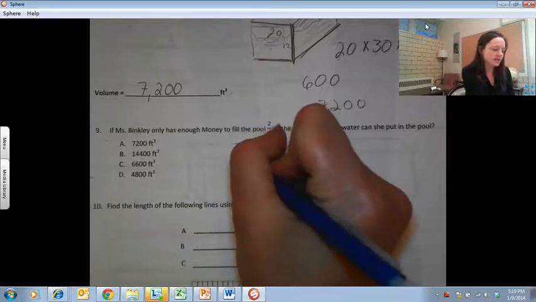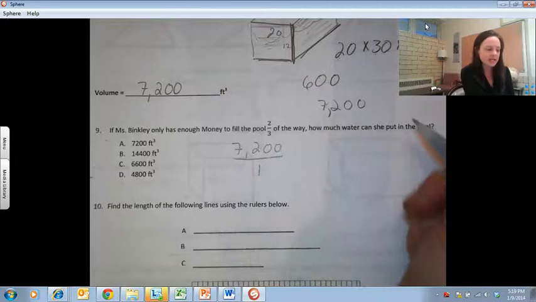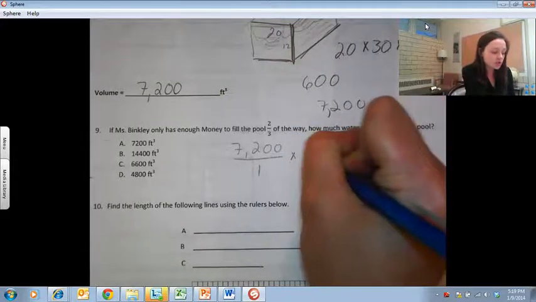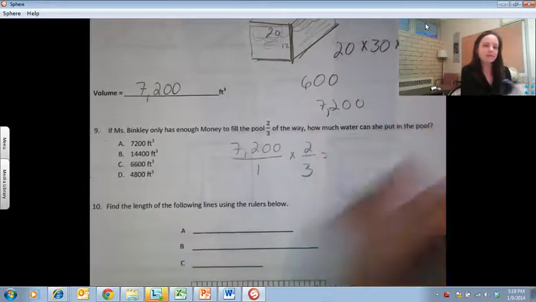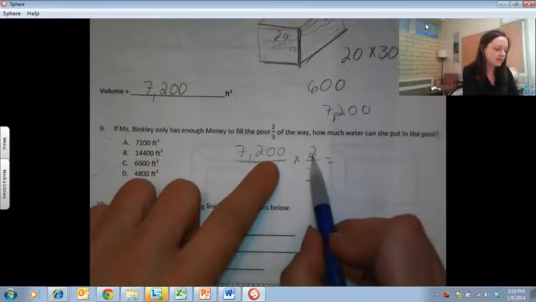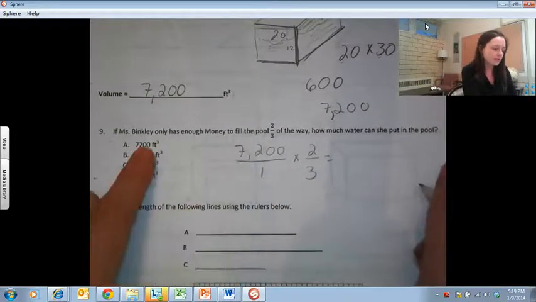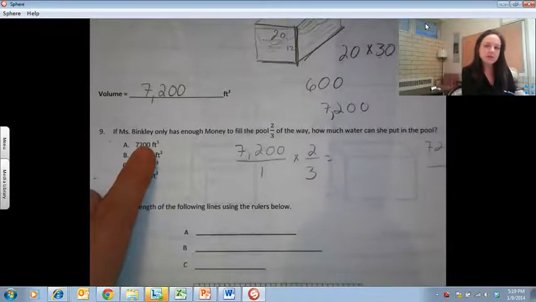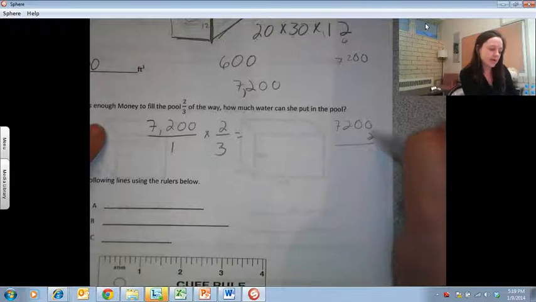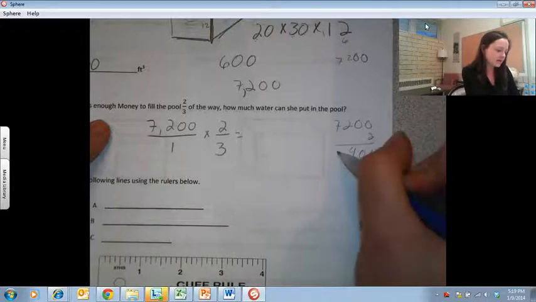So I have 7,200. I need to put that 1 on the denominator, times 2/3. I can multiply the numerators, multiply the denominators. 2 times 7,200. I can do it in my head, but if you want to go ahead and write it out, you can do it. This is the old school way. 2 times 0 is 0, 2 times 2 is 4, 2 times 7 is 14.